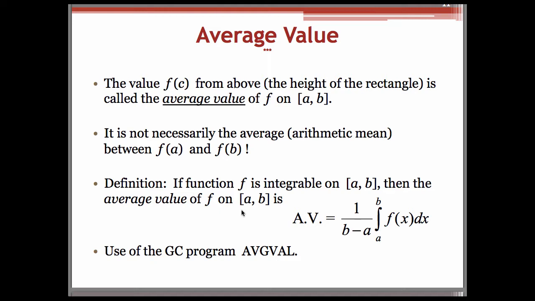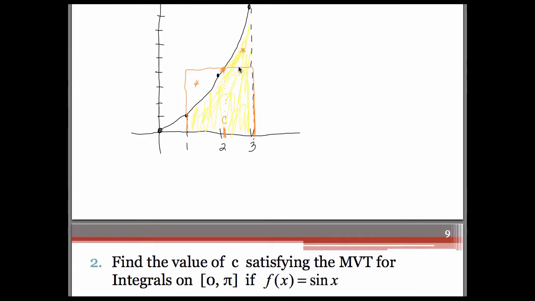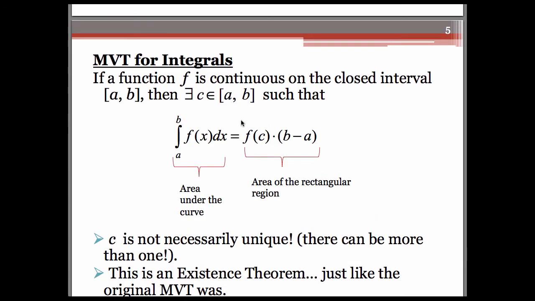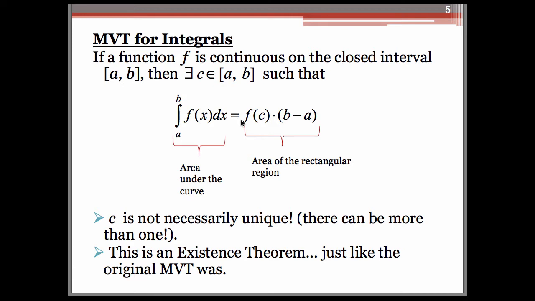By definition, the average value is really that definite integral multiplied by 1 over b minus a. If you think about it, let's go back a few slides to the actual formula for the mean value theorem for integrals. What you're really doing now is trying to solve for your average value, which is this part right here.